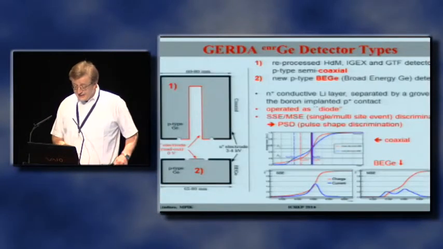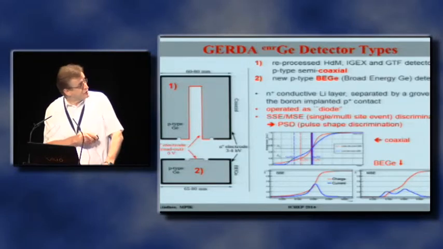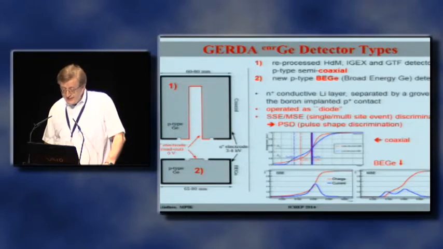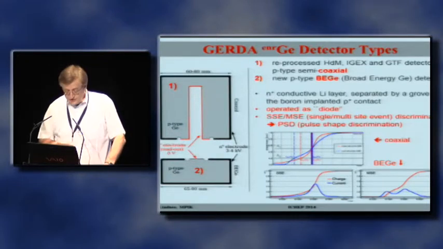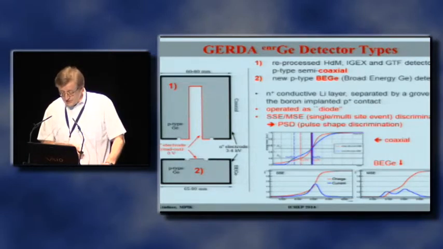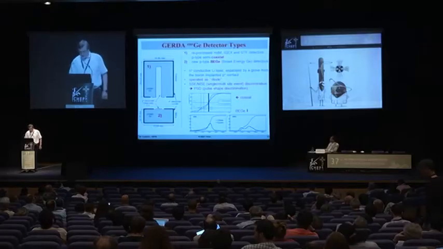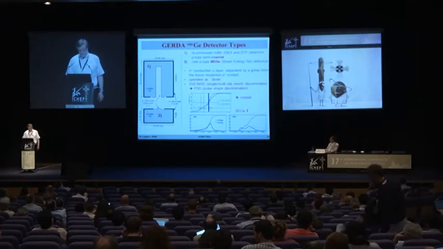Then you have to take the diodes. In GERDA, we have two different types of diodes. The first one is the old Heidelberg-Moscow and IGEX detectors, so-called coax detectors. And there's a new type of detector called BEGe. The difference essentially is the pulse shape capability. If you look at the pulse that's generated by a double beta decay and by other events, you can distinguish, and there's a different behavior in terms of these pulse shapes, and that's why these detectors are so important.